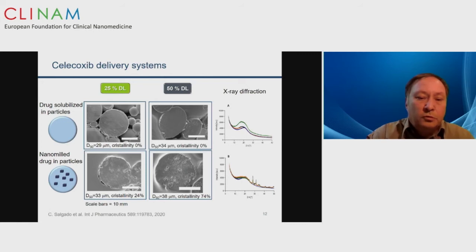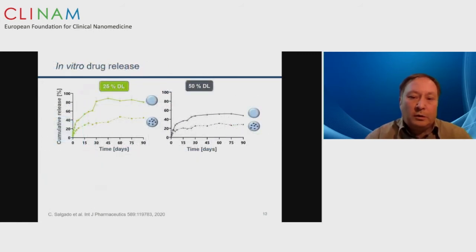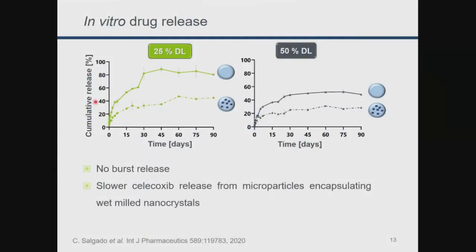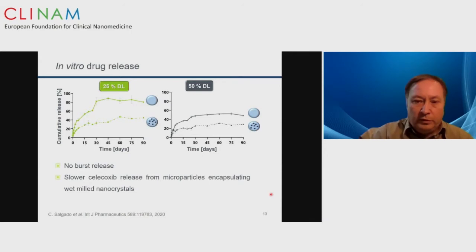So for the drug release, we assess this in phosphate buffered saline with 0.5% SDS in order to have sink condition at 37 degrees. We saw no burst effect for all the conditions, all the drug loadings on the two types of particles. But clearly, over the 3 months of the study, we had a much slower release for the nanocrystal in polymer particles compared to the drug solubilized particles. So extended release over several months.